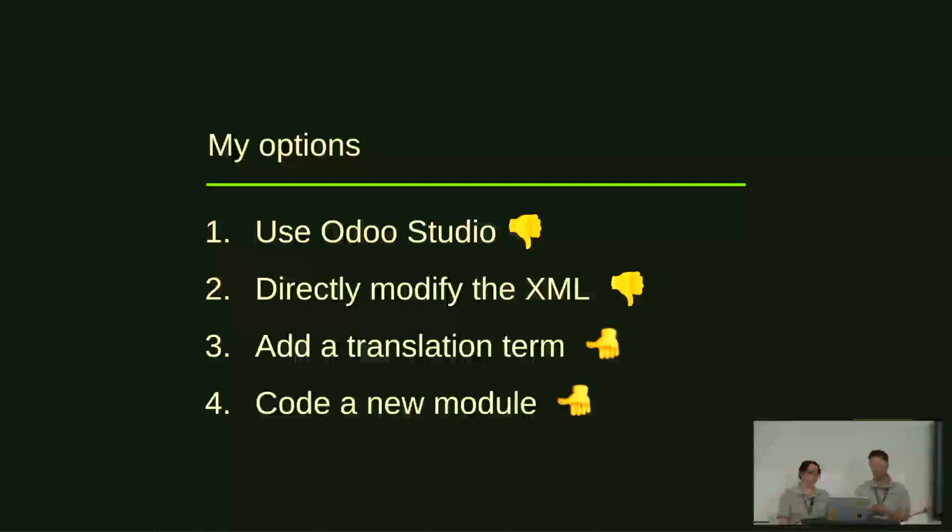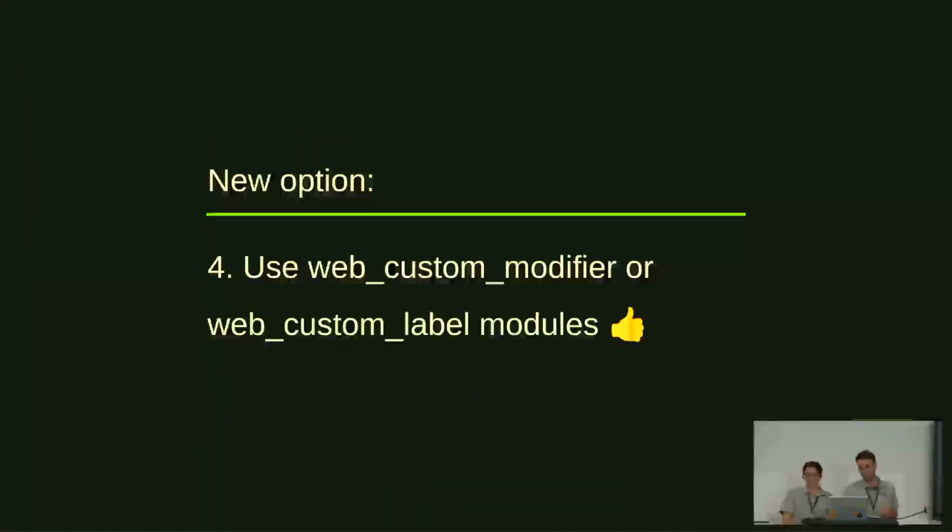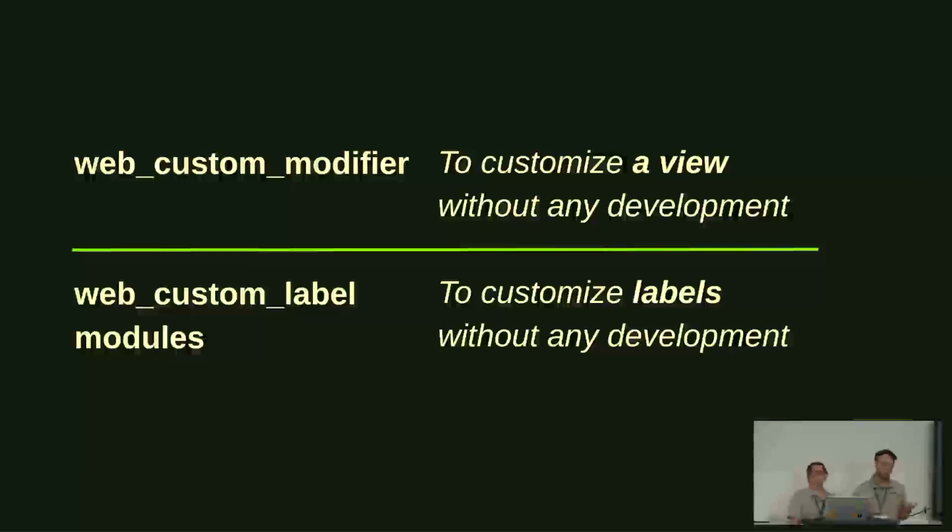There's a fifth option. Sorry, so it's 4. No problem. It's going to be 5. So it's to use both of the modules that we're presenting you today, the Web Custom Modifier and the Web Custom Label modules. And this is the best option. Both of them work in the same way. The first one, Web Custom Modifier, is to customize a view without any development, and the other one, Web Custom Label, is to customize a label without any development.